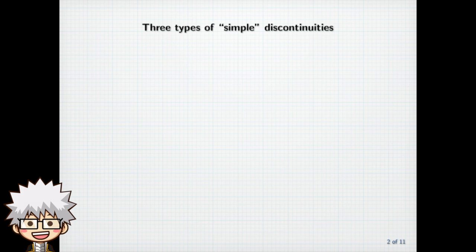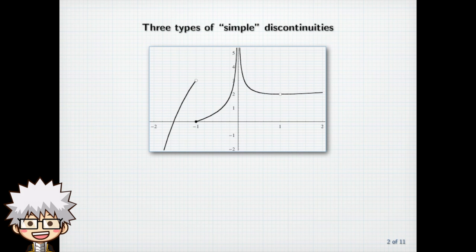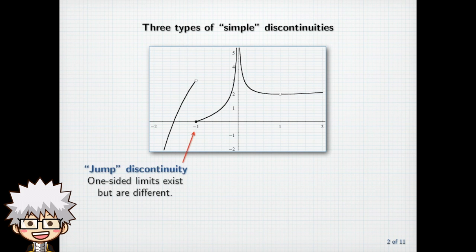There are three types of simple discontinuities. The function shown here exhibits each of these three types. This function has a jump discontinuity at negative 1. There, each of the one-sided limits exists, but the limit does not exist because the one-sided limits are different.